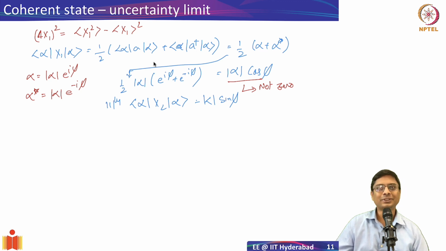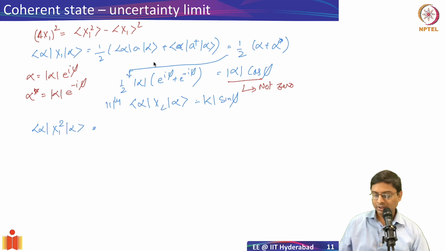At least it's not zero, and it gives me some cosine. The x1 quadrature had the cosine term. So that's how you get to this, and that's why coherent states are interesting. Now what happens to my uncertainty? For that I need to calculate alpha acting on x1 square. How do I do that?